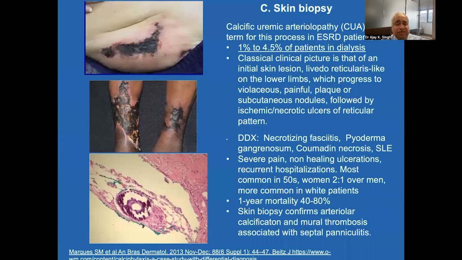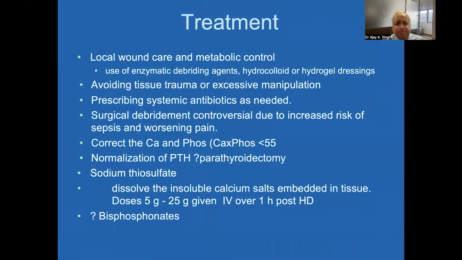Patients will often present with severe pain, non-healing ulcerations, and this manifests often in recurrent hospitalizations. Most common in patients who are in their 50s, particularly women more so than men, and more common in white patients. Unfortunately, without treatment, and nowadays the treatment often involves local care but also sodium thiosulfate, the one-year mortality is terrible, 40 to 80%. Skin biopsy usually confirms arteriolar calcification and mural thrombosis associated with septal panniculitis.